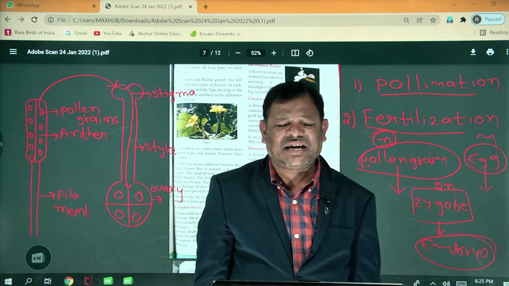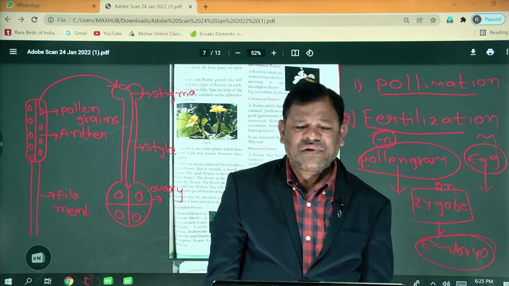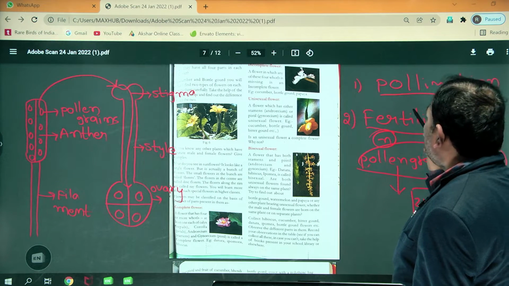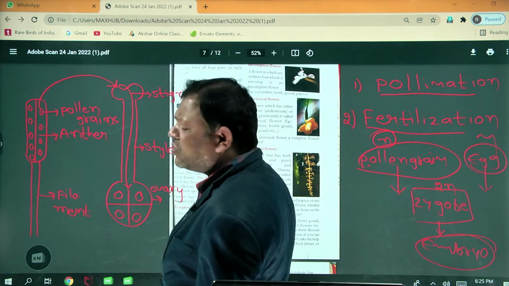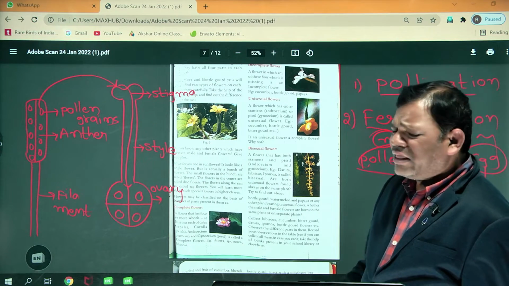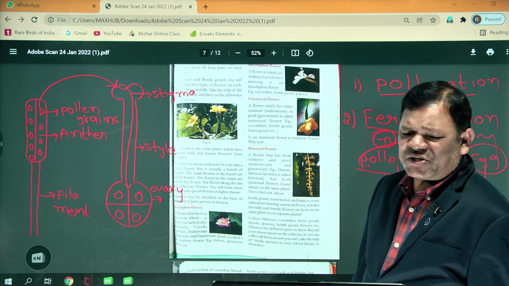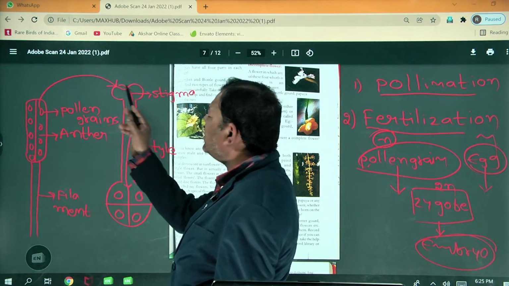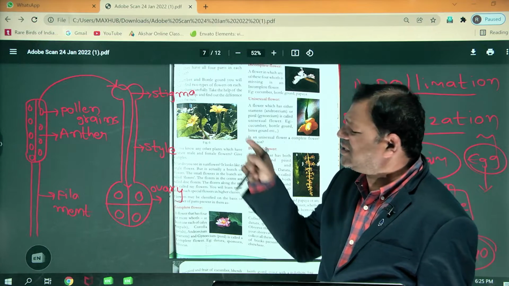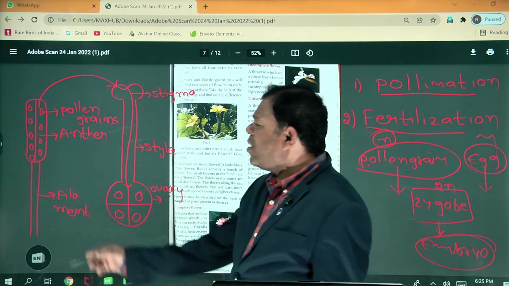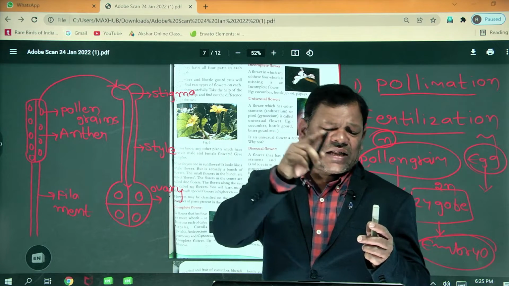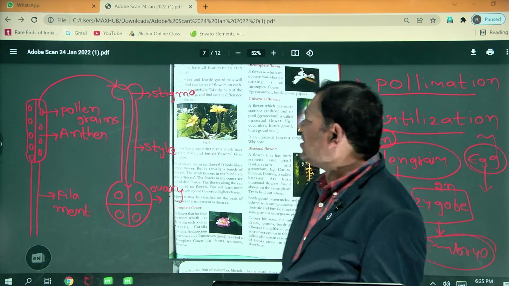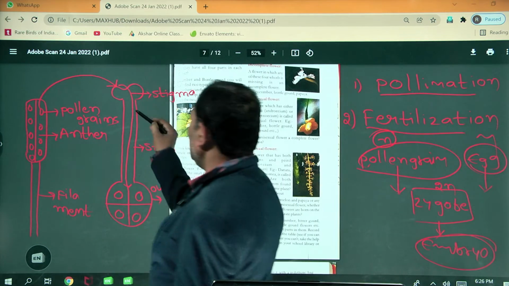Do you understand, Chaitanya? Yes, sir. Okay. Pollination and fertilization. Pollination means pollen grains reaching from the anther to the stigma. In pollination also, two types are present: self-pollination and cross-pollination. Pollen grains reaching the stigma of the same flower is called self-pollination. Cross-pollination is when pollen grains reach the stigma of another flower.